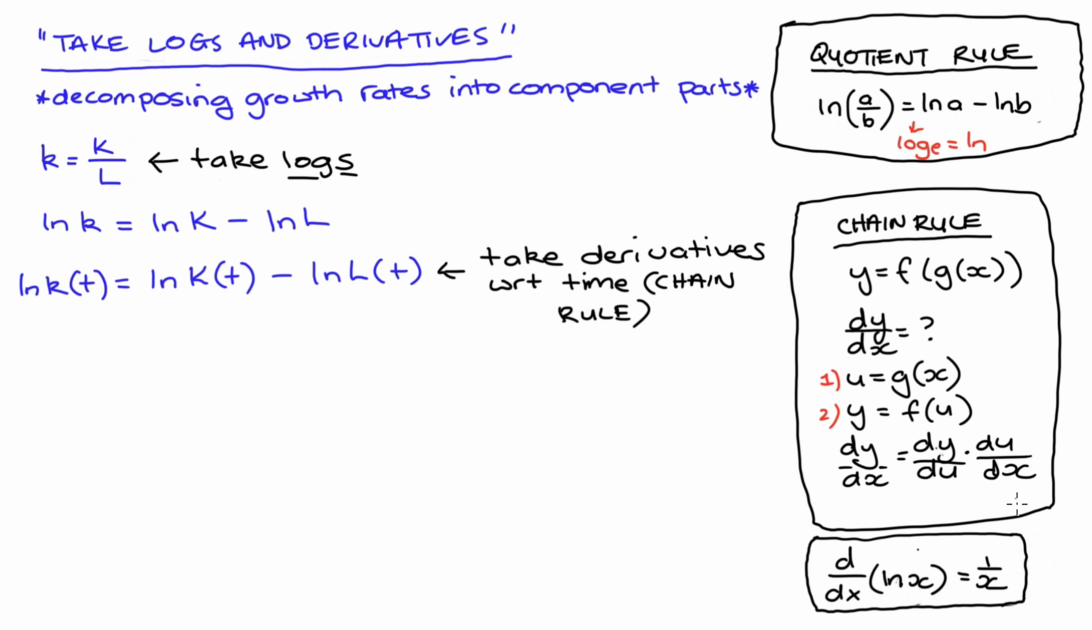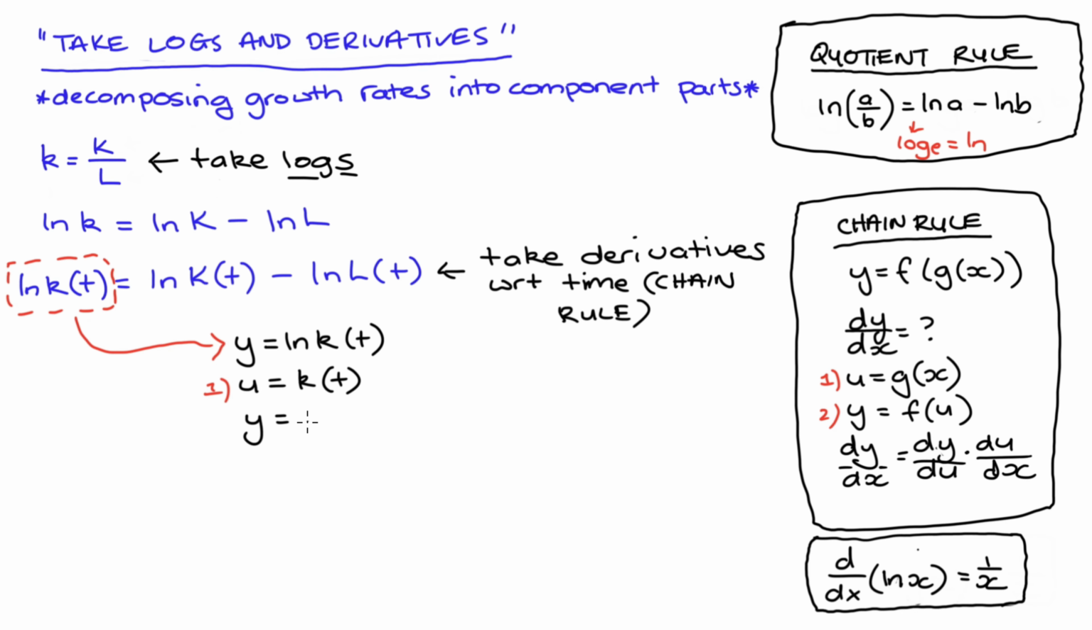Now back to our example, I'm just going to apply this process to the log of our small or little k, just to show you how taking the derivative of our logs with respect to time works. I'm going to start by defining y as the function that we're interested in taking the derivative of, the log of our little k of t. I'm then going to define u is equal to little k of t. So little k of t is like g of x in our chain rule formula. That's my equation 1. I can then rewrite y is equal to log of little k of t, but little k of t is equal to u, so I can rewrite that y is equal to the log of u. That's our second equation.